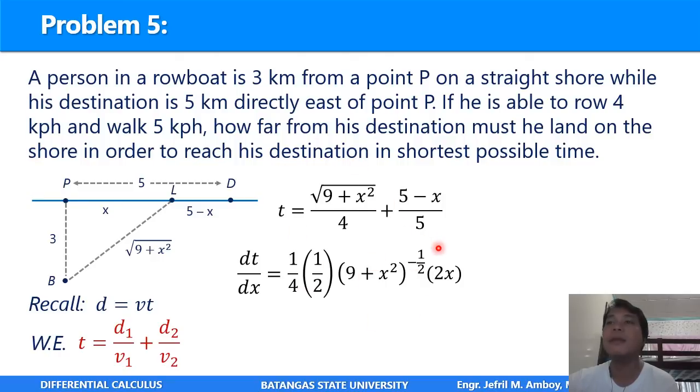How about the second term? 5 over 5 is 1. The derivative of 1 is 0. And then we have negative x over 5, whose derivative is negative 1/5. Okay. So this is now our derivative, which we can simplify.